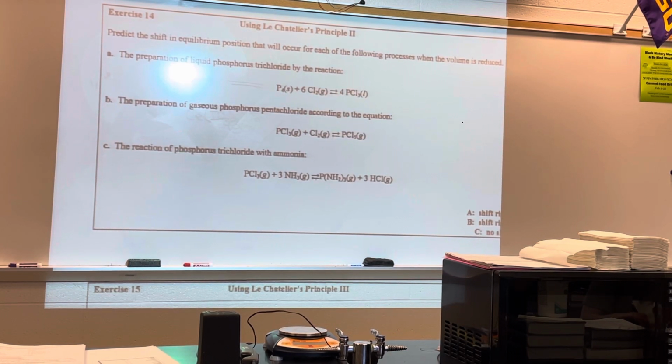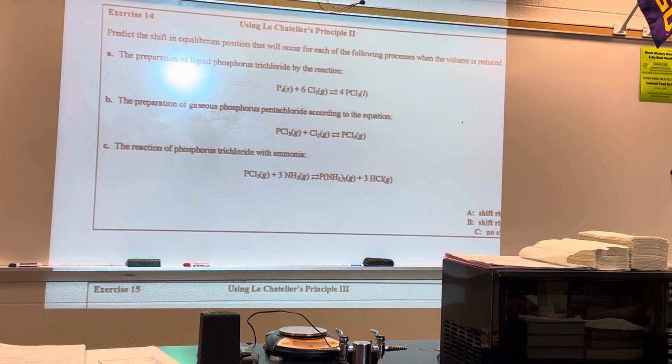So, predict the shift in the equilibrium position that will occur for each of the following processes when the volume of the container is reduced. In other words, like a piston pushing down. Do we remember the rule?